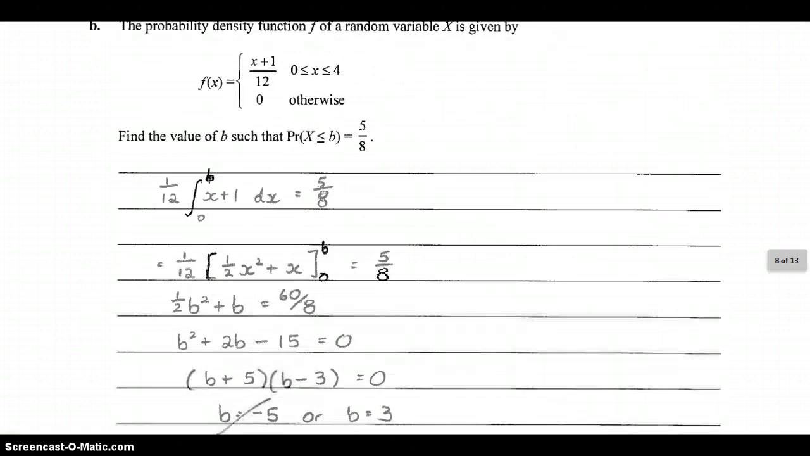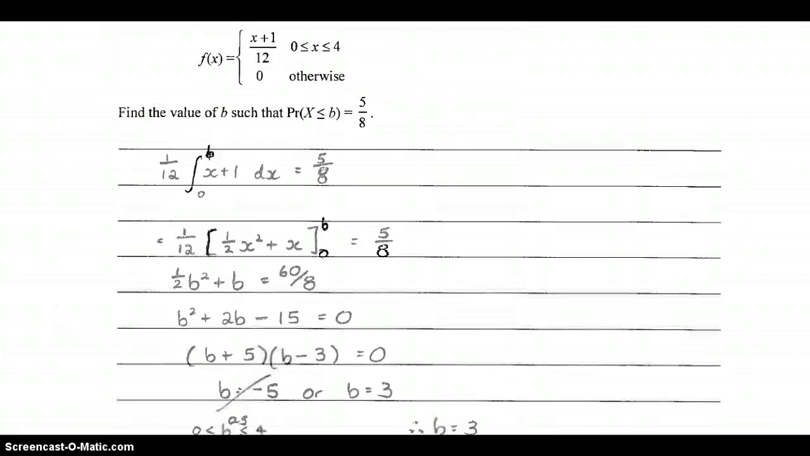Okay, for part B, we've got a PDF given by (x plus 1) on 12 from 0 to 4. We want to find the value of b such that the probability of x being less than or equal to b is 5 on 8. So we start by setting this up. I'd take the 1 on 12 out the front straight away, which gives me the integral between 0 and b of (x plus 1) dx, don't forget your dx, is equal to 5 on 8. If we antidifferentiate x plus 1, we get a half x squared plus x. We want to sub in 0 and b and find that.